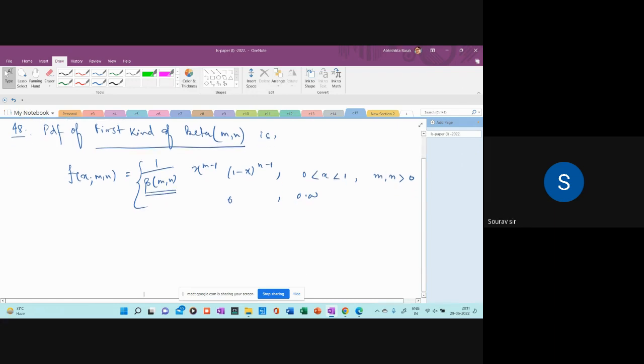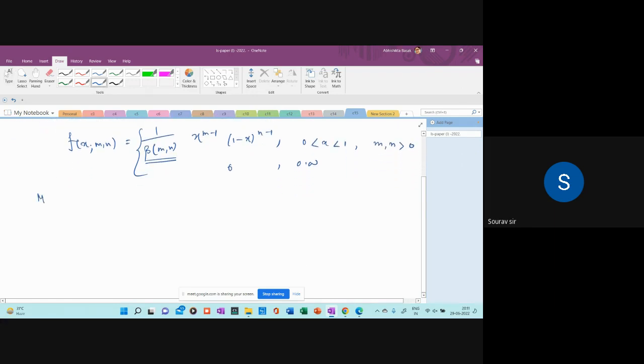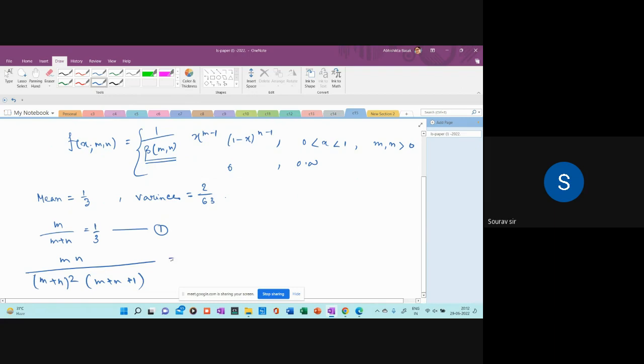Now, what was the information given? They are saying that the mean of the distribution is one third, and the variance of the distribution is 2 by 63. So if you compute, you will find that the mean of the distribution is m by m plus n, which is given as one third. This is my equation 1. And the variance is mn by (m plus n) whole square into (m plus n plus 1), which equals 2 by 63. This is my equation 2.